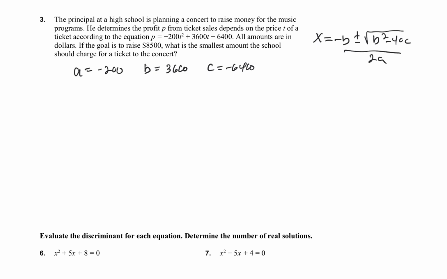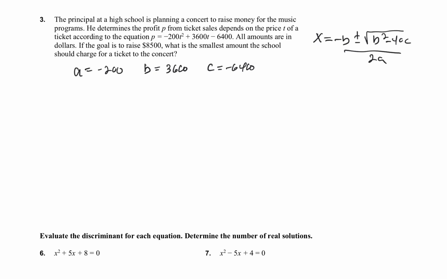I'm going to go ahead and read the equation. It says a principal at the high school is planning a concert to raise money. He determines the profit from the ticket sales depends on the price of the ticket. All amounts are in dollars. If the goal is to raise $8,500, what is the smallest amount the school should charge for a ticket to the concert?